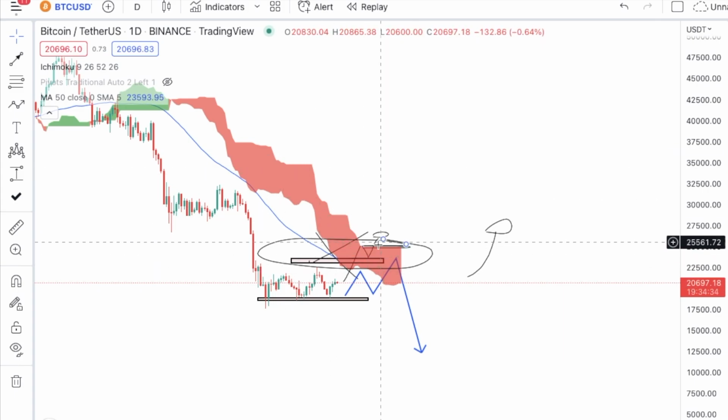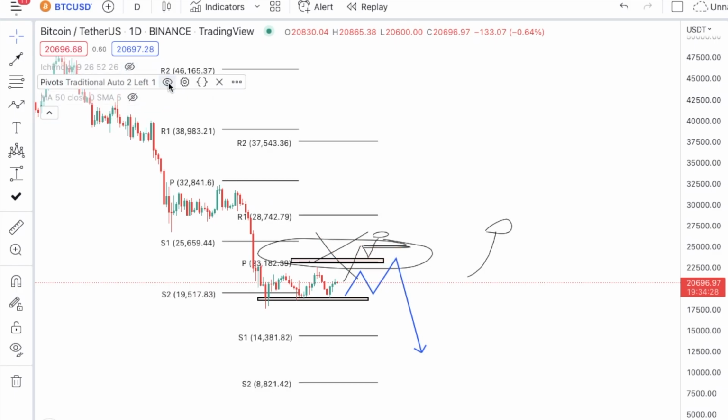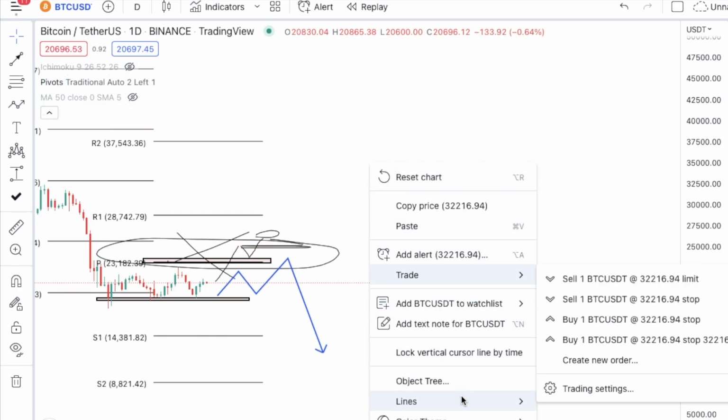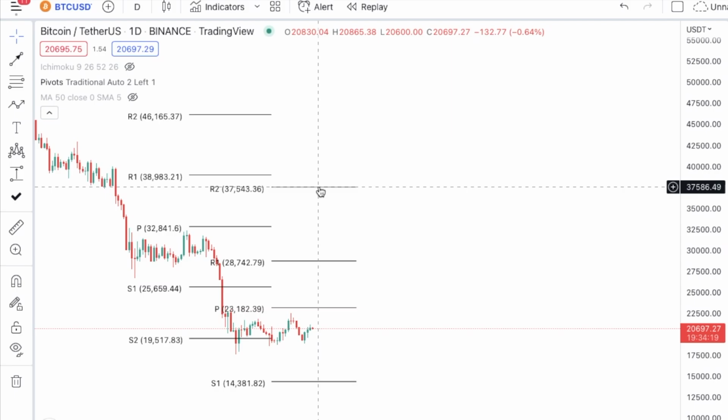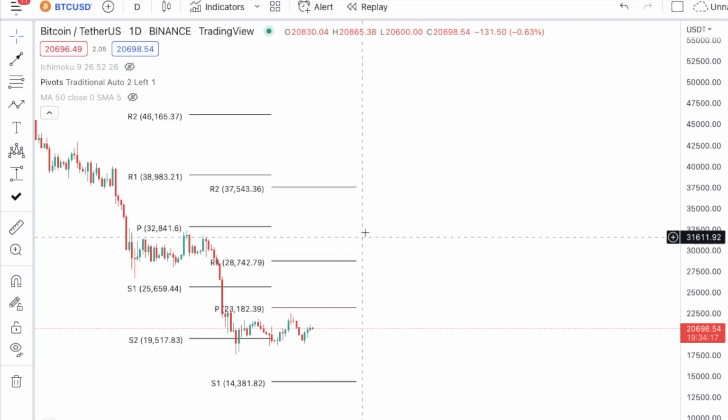So this is what I'm going to be looking for. I want to see the Ichimoku red cloud being broken, the moving average, and of course the major one that I want to put back into play is the pivots. The pivots are going to be crucial, guys. I do want to see the daily pivot being broken. Once it's broken, we're going to go to R2 for full take profits, and we're going to see a retracement, and we're going to go back up.